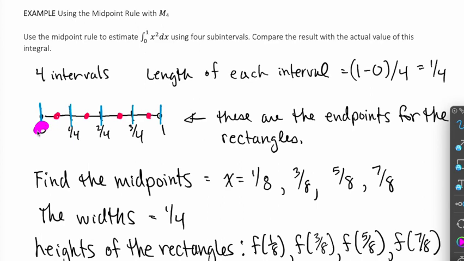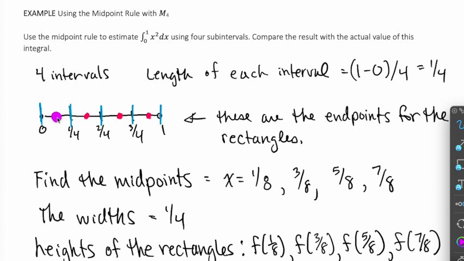Okay, so if I look at the interval from 0 to 1, and I split it up into 4 intervals, that means to find the width of my rectangles, I need to take the width of my interval and divide by 4, so it breaks it up into its 4 intervals. So in this case, I'm going to use rectangles that have a width of 1/4. So my right and left endpoints of the rectangles are going to be 0, 1/4, 2/4, 3/4, and 1. But we're going to use the midpoints rather than the left or right side of the rectangles to evaluate the height of that rectangle using the function.